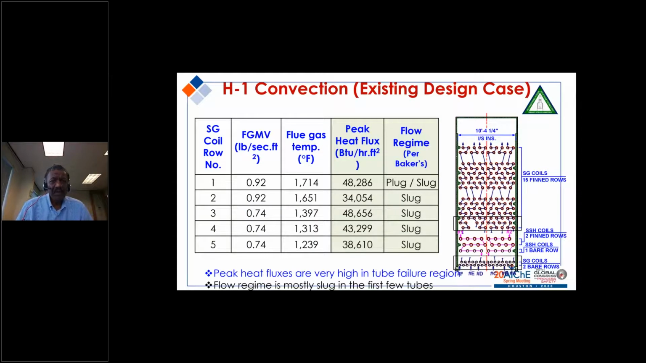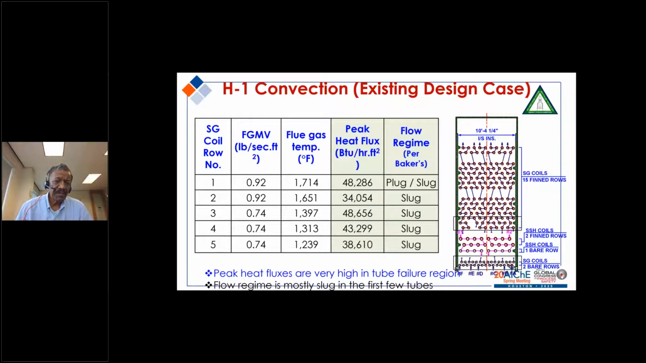We did a tube by tube analysis, and you can see here we did the analysis for the first 5 rows of the steam generation, and you can see the peak heat flux. The flux was ranging anywhere between 48 to 38. It goes down to 34 in the second row, but then because of the fins, it goes up again to 48. These fluxes were very, very high, and you can see the flow regime started with plug and then went to slug.